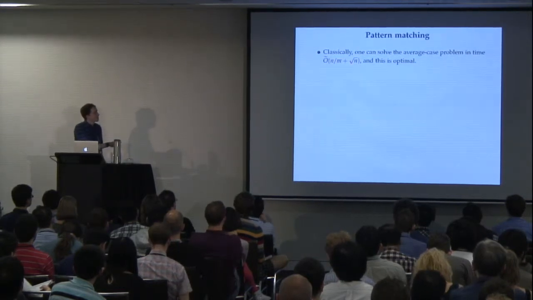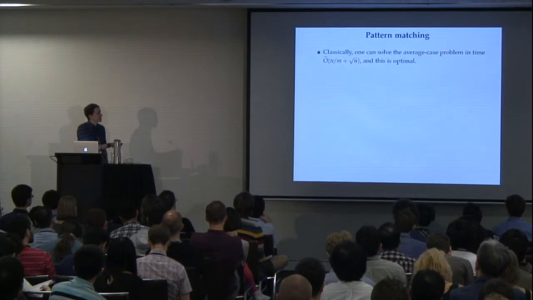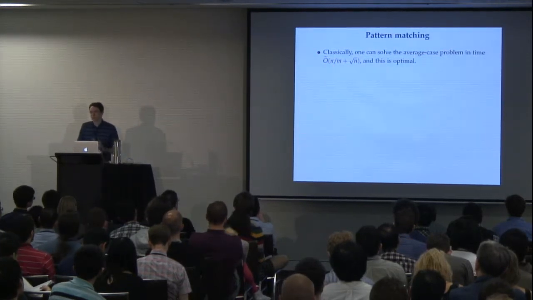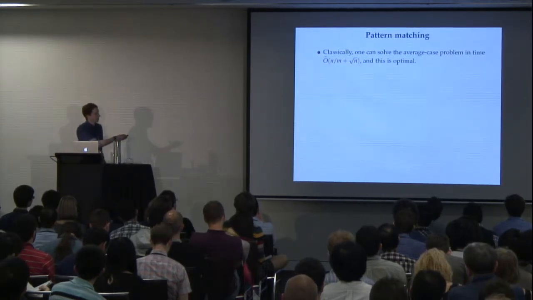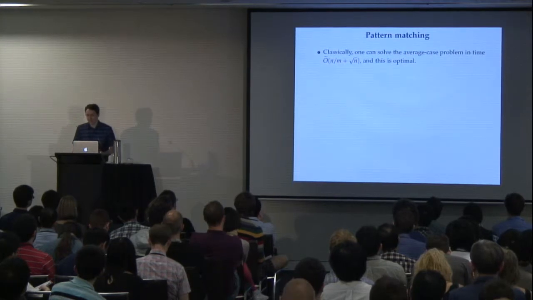but one can show that this average case problem can be solved in time roughly n divided by m plus square root of n. And indeed, this is also optimal. Again, there are some polylog factors here that I've omitted.